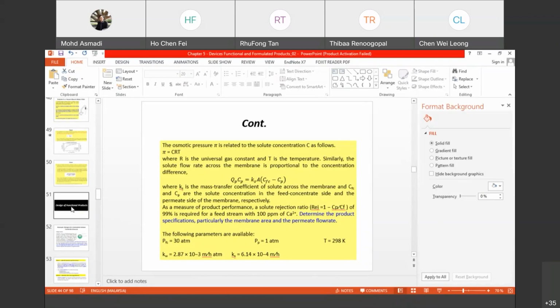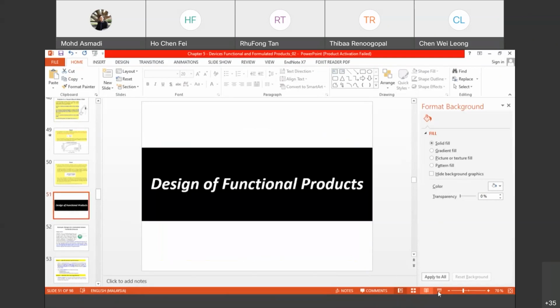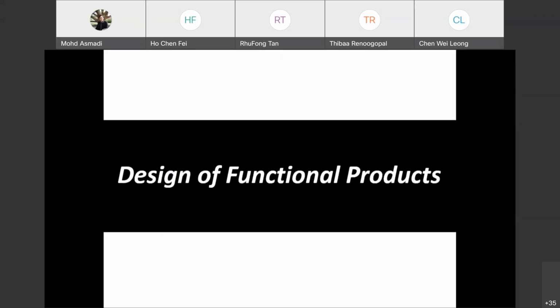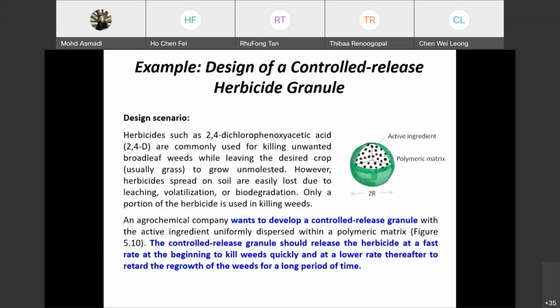So for today, I will give a lecture on how to design the functional products, using the same 4 steps, if you still remember. This is the example: to design a controlled release herbicide granule. Later we will do the moisture absorber together. The moisture absorber is just the equation, which is given.